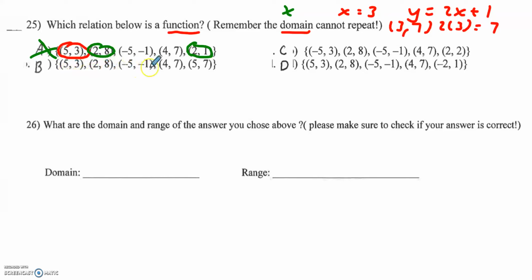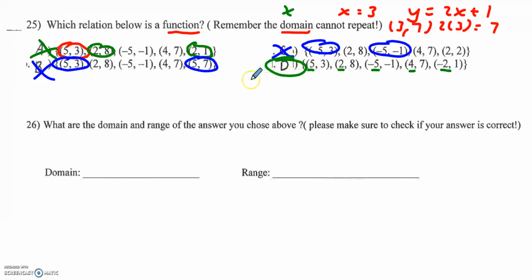Part B, if I scan this, 5 goes to 3 the first time, but then 5 goes to 7 the second time. It doesn't make sense. Part C, -5 goes to 3 the first time, -5 goes to -1 the second time. Doesn't make sense. D, though, if I look at all my x values, there's never a time that it repeats. And there's never a time where a point doesn't make sense. So this one must be my function.